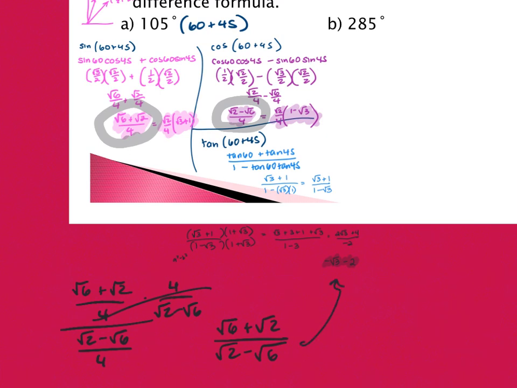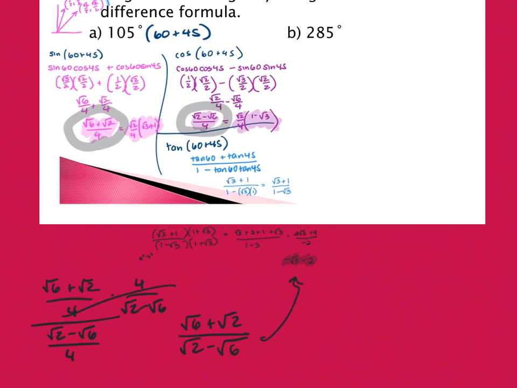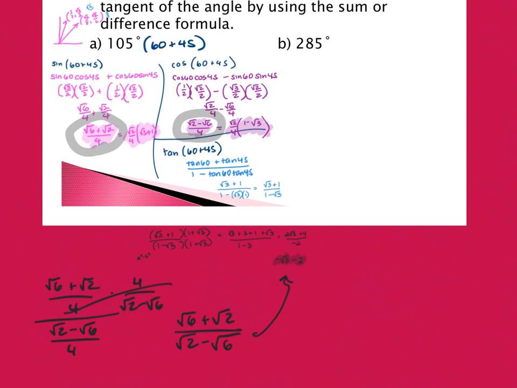Okay. But again, I know on your test I'll separate it out, so you won't get all three of those. Okay, so now look at B. 285. What are two things that, when I add them together on unit circle base, would be 285?